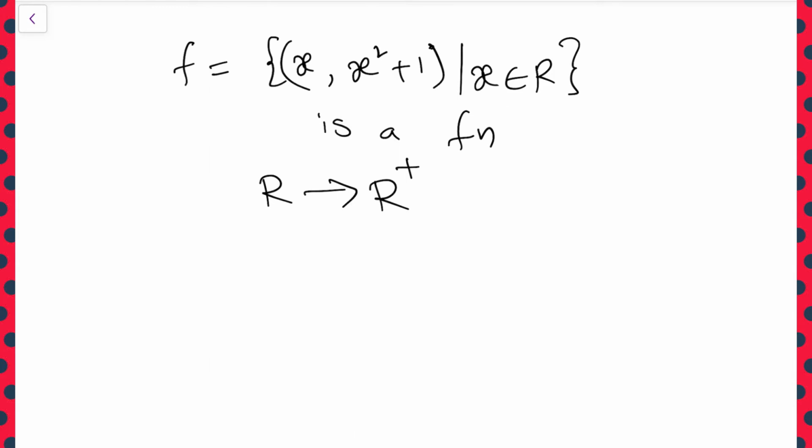So the function definition, if we revise once again: every element of set A should have a unique element from the set B. So here what are set A and set B then? Here set A is nothing but capital R, set B is nothing but R plus. So we should compulsorily have a unique element. Then only it will become a function. Otherwise it won't become a function at all.